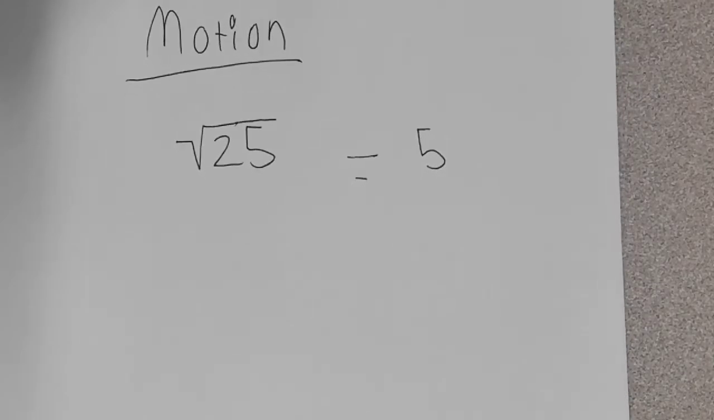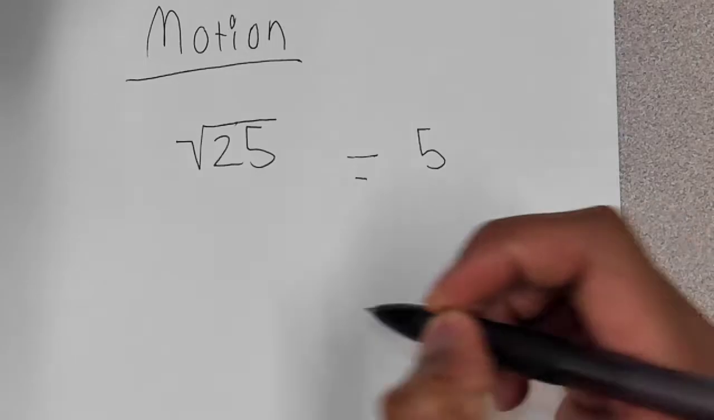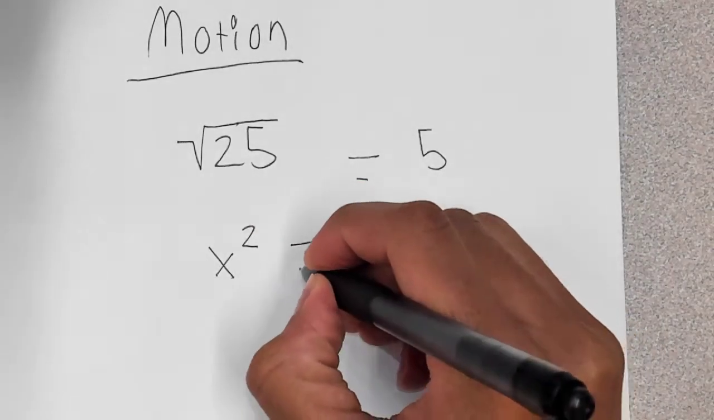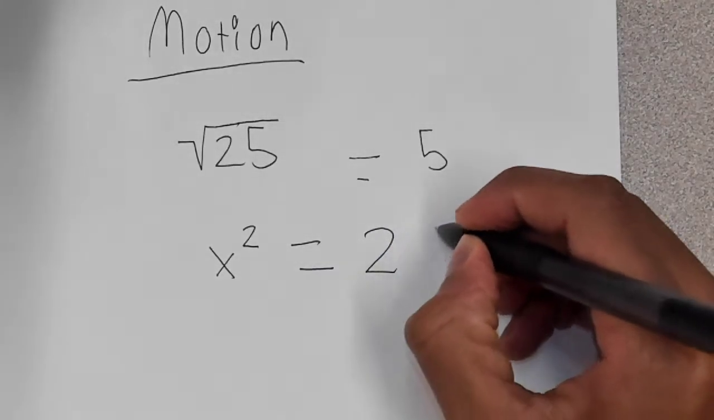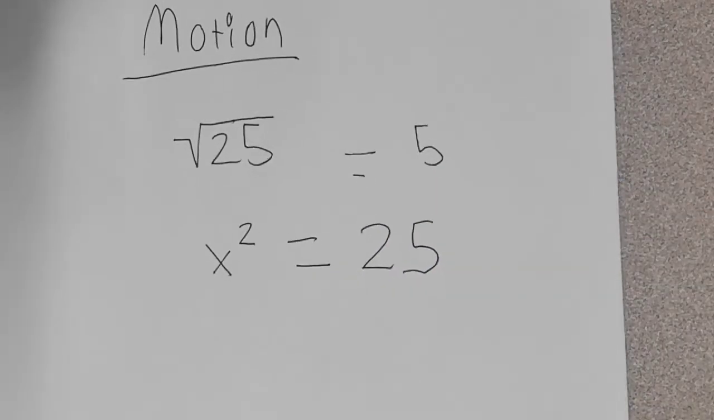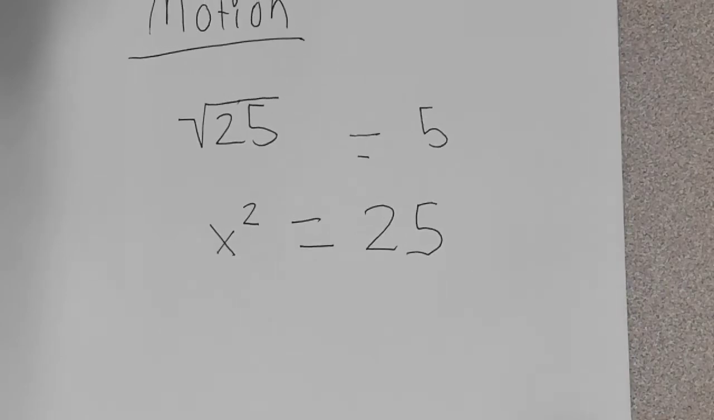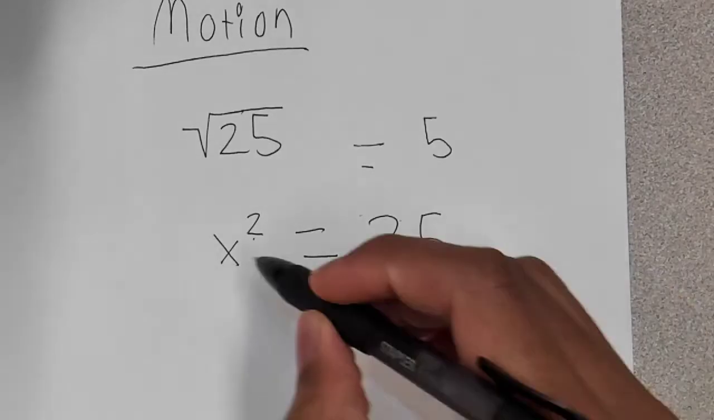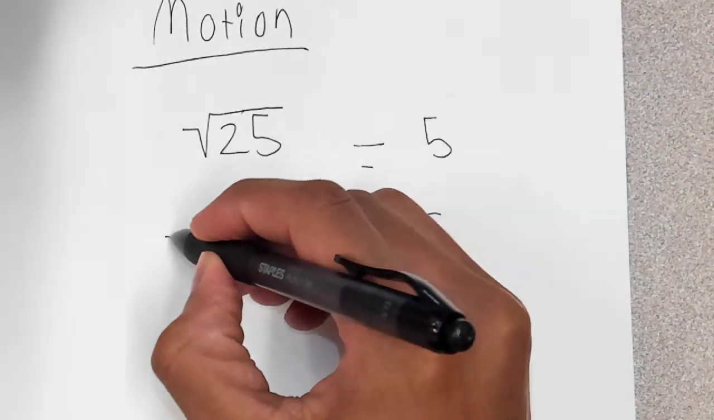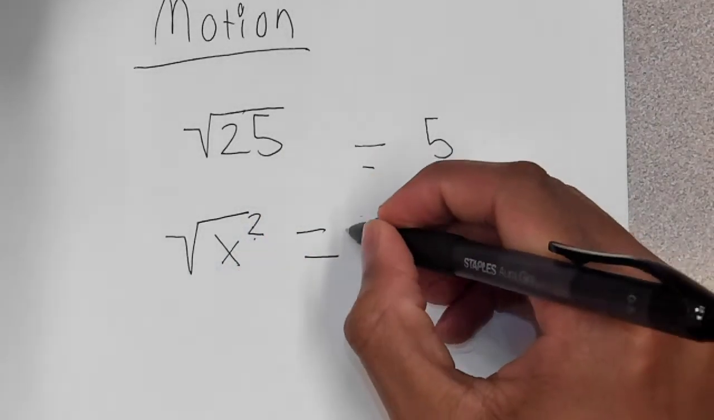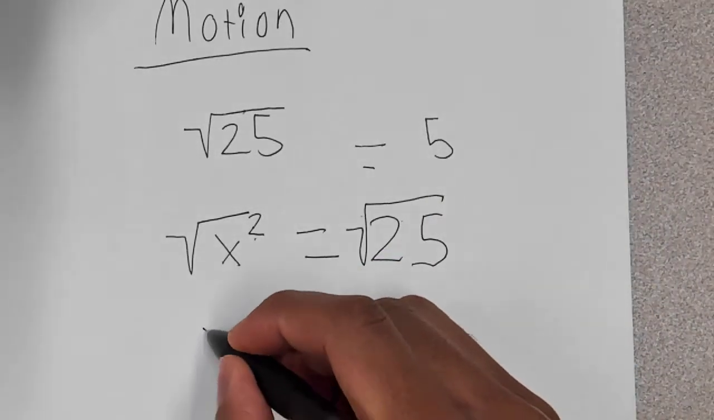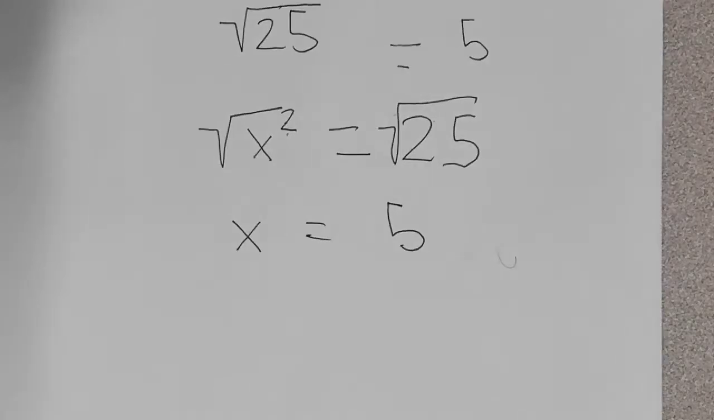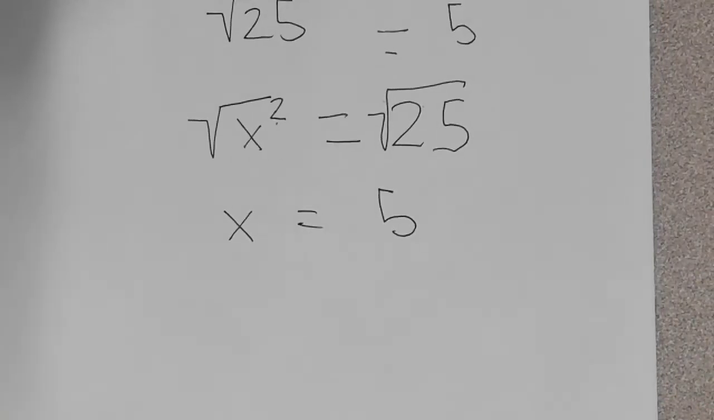So let's look at a function. Let's say we have x squared is equal to 25. So you guys probably remember from algebra, it's x squared equals 25. We have to do the inverse operation of squaring, which is to take the square root of both sides. So now we have x equals 5. And we're done, right? Wrong.